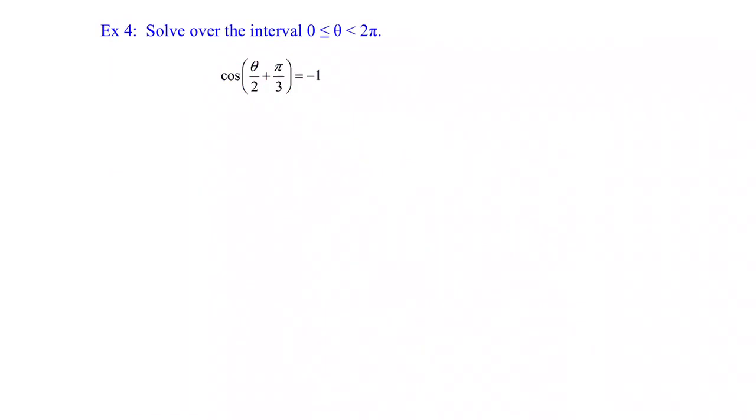All right, let's take a look at the last example here. Why don't you try this one on your own? It's the same idea as the last one. You just have to ask yourself the question, what value of cosine is going to give you -1? So why don't you go ahead and pause the video and see if you can work through this one yourself. All right, cosine is -1 at pi. So we're going to set this whole thing up.